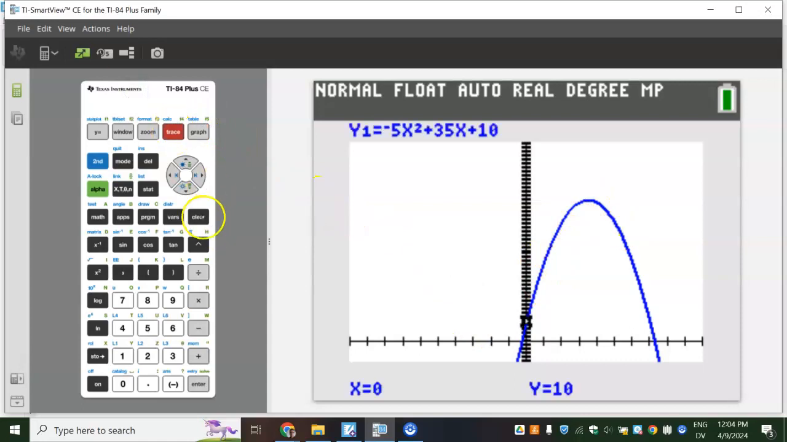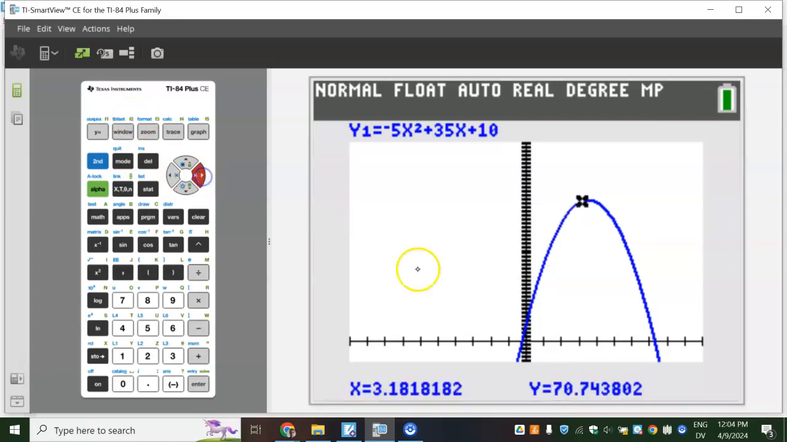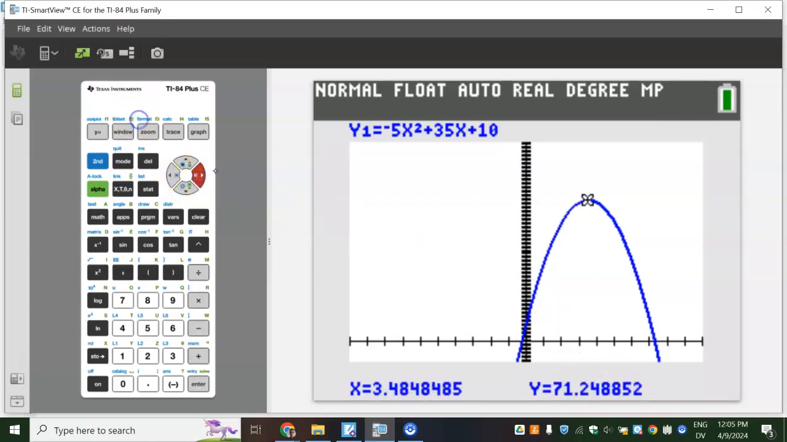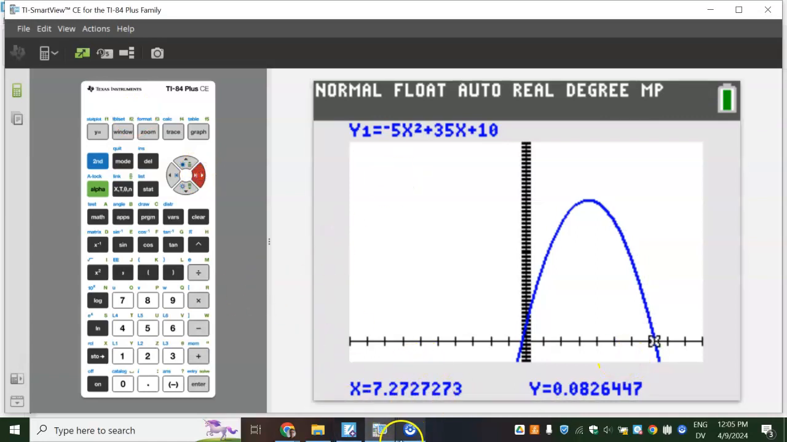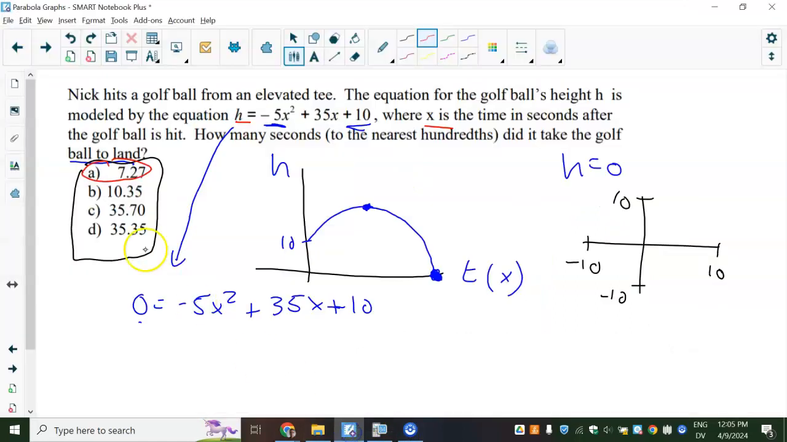So I could hit trace, like if I wanted to find the max height of this golf ball, I could just do that. But again, the one we really need is the 0 point. And again, we can keep tracing here if we really want to make sure it's 7, but based on the multiple choice answers, it's got to be a little more than 7, and you can see it there. That answer makes sense. Okay, so it's 7.27.